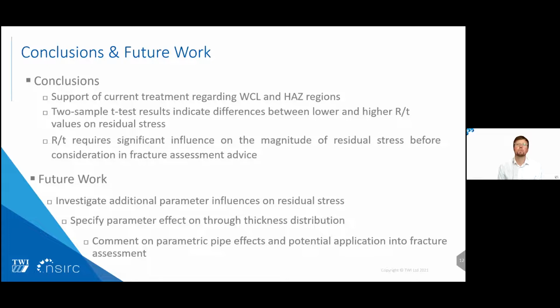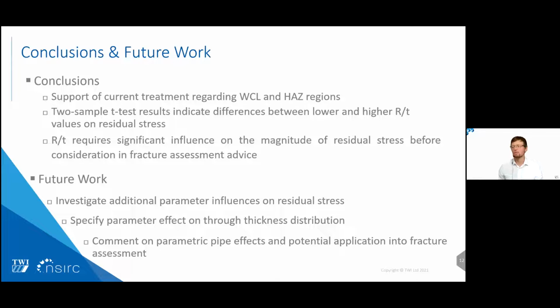And we have shown that the lower R/T values may have a different effect on residual stress than higher R/T values. And in regards to treatment in current standards, should we change the treatment in current standards? Probably not based on this work, because the general agreement in the data was quite good. There wasn't significant difference. So no immediate action has to be taken regarding these different pipe geometries.